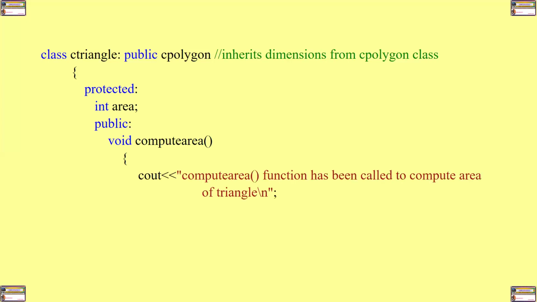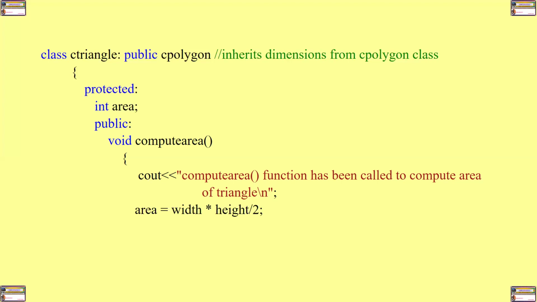What does computeArea do? The first statement it will display on the screen is to show you that this is the method being invoked. The method is the computeArea function. So computeArea function has been called to compute area of triangle. That is the statement that will be displayed on your screen to help you appreciate multi-level inheritance, so that you can see the order in which the various methods are being executed. The next thing this method does is compute the value of area.